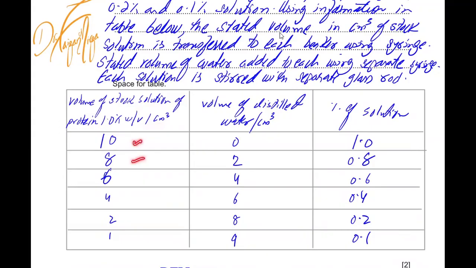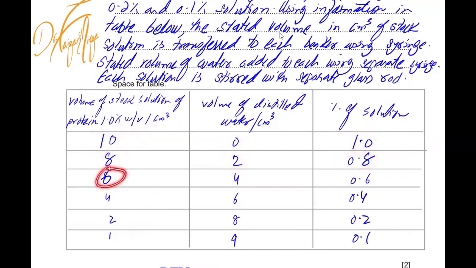This will be 10, 8, 6, 4, 2, 1, as I have described previously in my other video as well. So I'll make a range of solutions from it. If I add 10 parts of this with 0 parts of water, my percentage solution is 1.0%. If I add 8 parts to 2 parts of water, I get 0.8%.